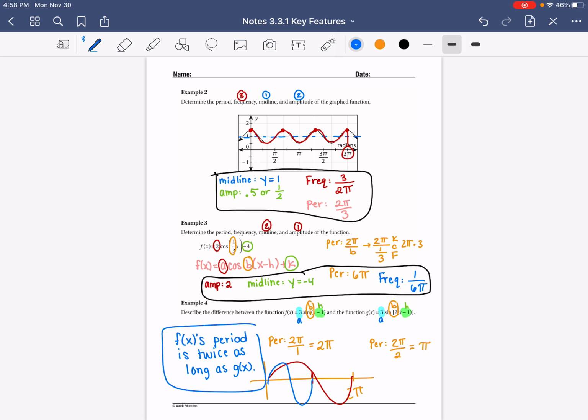So for your homework tonight, you're going to do page 91, 1 through 10. It's going to ask you to determine those same 4 things: midline, amplitude, frequency, period. You don't have to do them in the order they give you: period, frequency, midline, amplitude. I usually do the midline first if it's a graph, and then the amplitude, and then period and frequency. If it's an equation, I do amplitude, and then midline, and then period and frequency after.